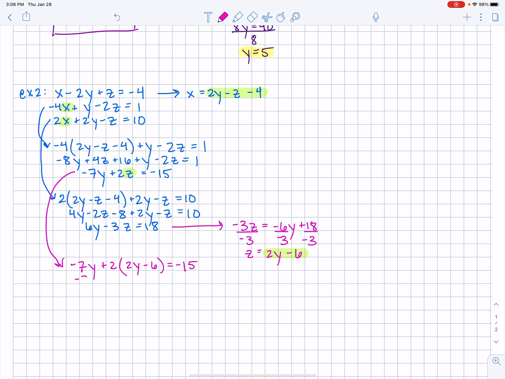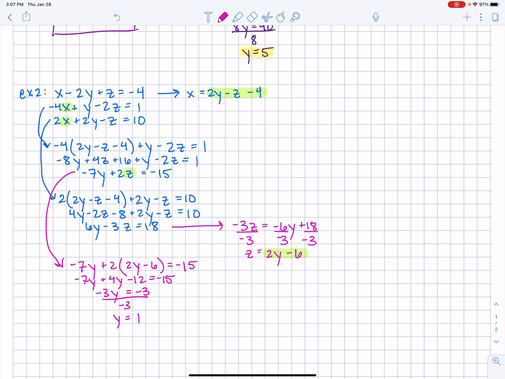We have negative 7y plus 4y minus 12 when you distribute. Combine your like terms and add 12 to both sides, giving you negative 3y is equal to negative 3. Divide by negative 3, and y is equal to 1.